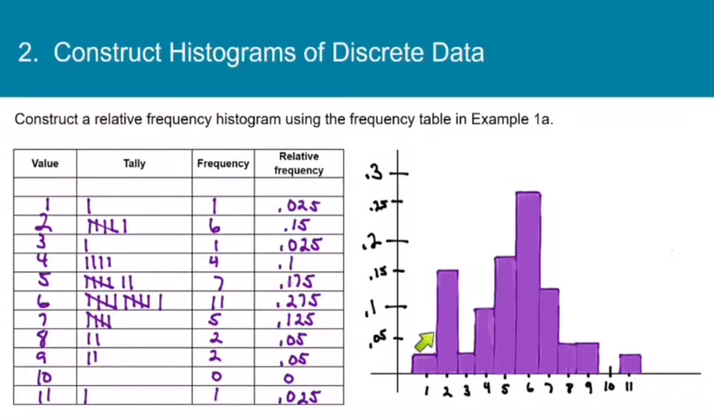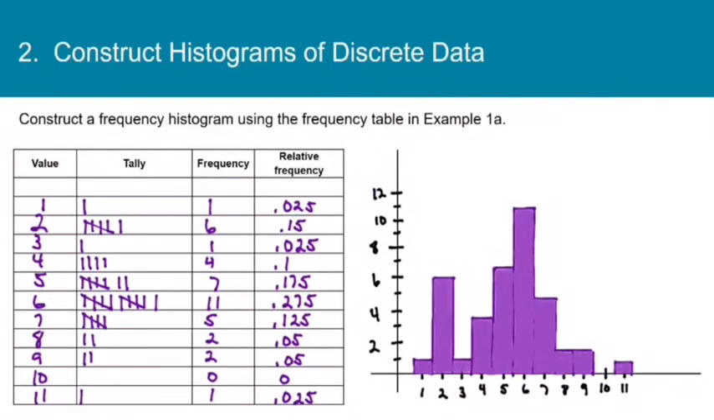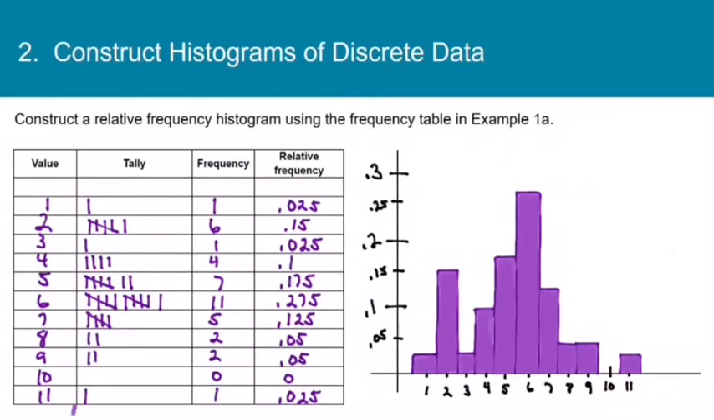And so here is our relative frequency histogram. Notice it is the same shape that we had on the previous histogram. There's the previous histogram, there's the new one, and the only difference is that the vertical axis is labeled with the relative frequencies instead of the frequencies.